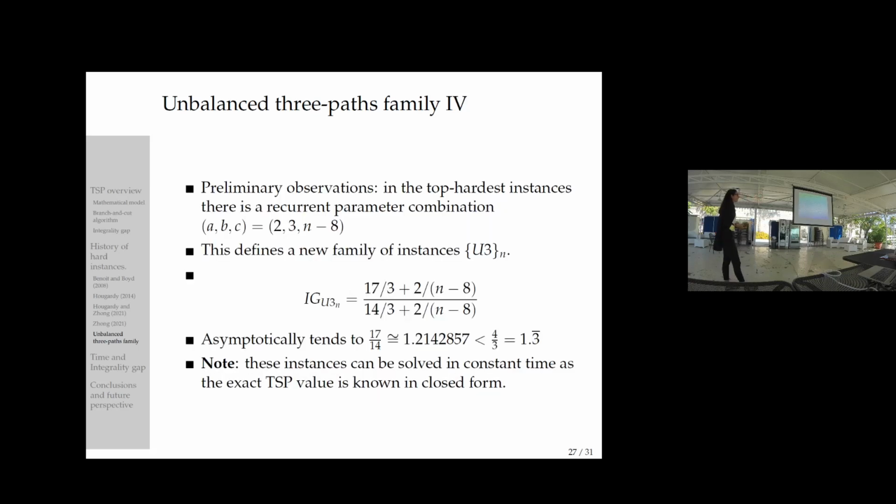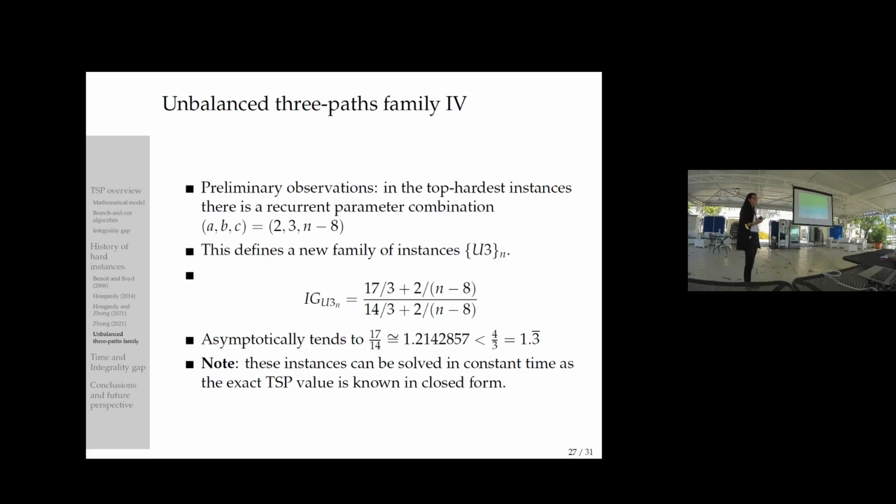Then what we did is to look at the top hardest instances for each n from n equal to 10 to n equal to 33. We see that the combination A equal to 2, B equal to 3, and C equal to n minus 8 was always present among the top hardest instances. So we basically did a parameter tuning like previous work, and then we were able to define this family, called U3, that depends only on n.